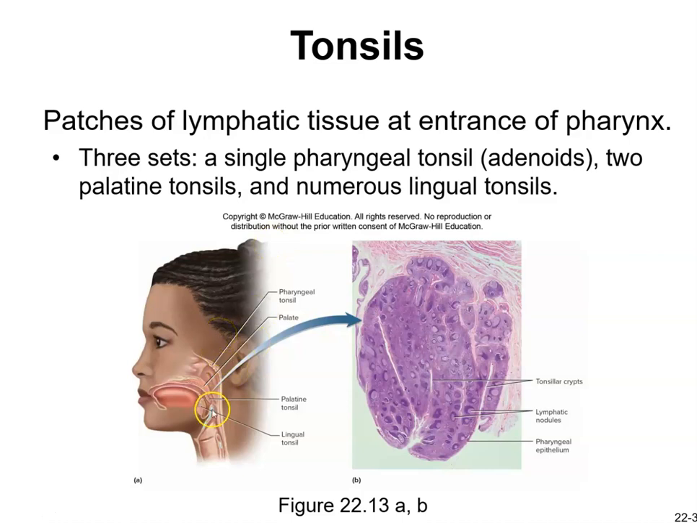Those that have had their tonsils removed: patches of lymphatic tissue at the entrance of the pharynx right here. So you have the palatine tonsil, the pharyngeal tonsil, and then the lingual tonsil. Okay, a lot of people have had their palatine tonsils removed. There are 3 sets: a single pharyngeal tonsil, the adenoids, 2 palatine tonsils, and numerous lingual tonsils.